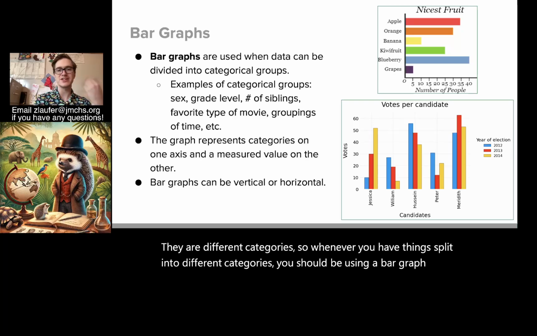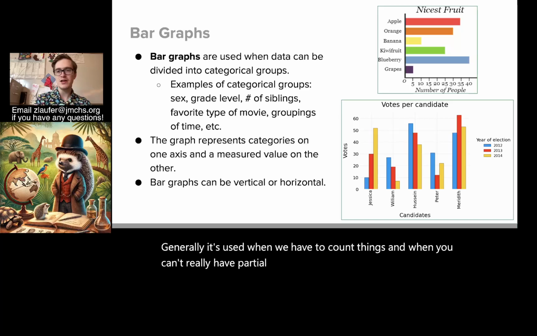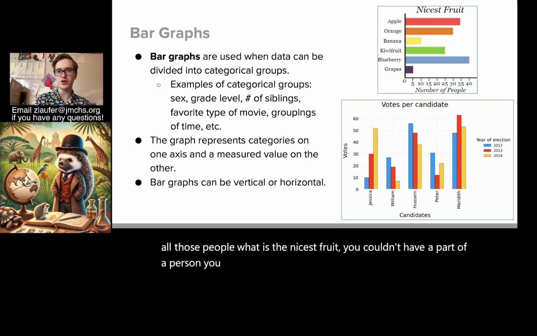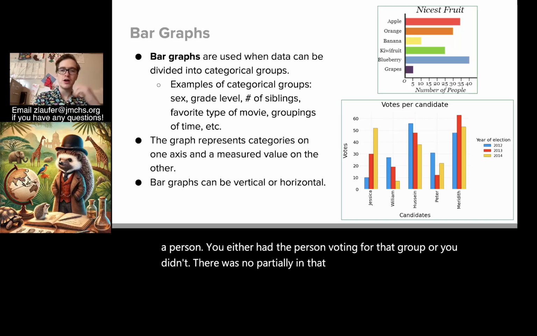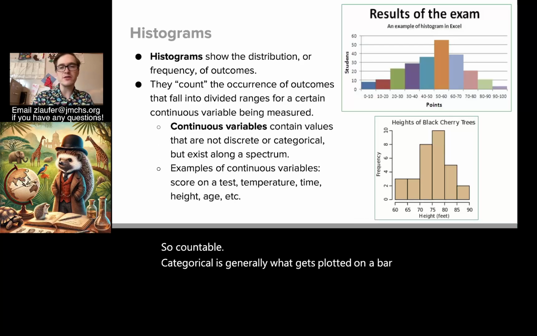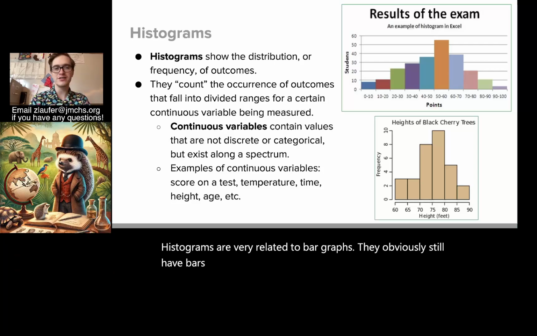Generally, it's used when we have to count things and when you can't really have partial amounts of things. Like when they asked all those people what is the nicest fruit, you couldn't have a part of a person. You either had the person voting for that group or you didn't. There was no partially in that group. So, countable, categorical is generally what gets plotted on a bar graph. Histograms are very related to bar graphs. They obviously still have bars, but they're showing a distribution or a frequency of various outcomes.